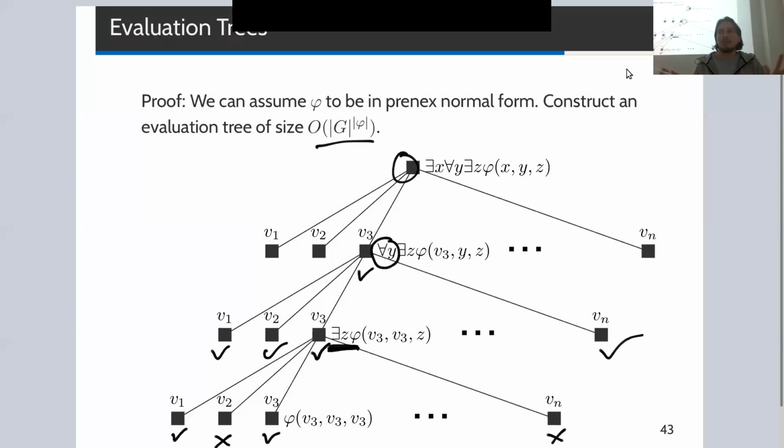And this tree, of course, now has a size at most n to the phi, because with every quantifier we branch n times, and the number of quantifiers is bound by the length of the formula. So we get the runtime that I promised, because once you have built the tree, you can evaluate it very quickly. So the main runtime depends only on the size of this evaluation tree.